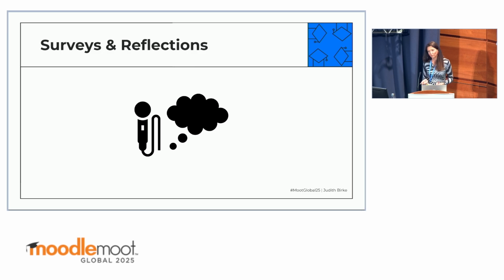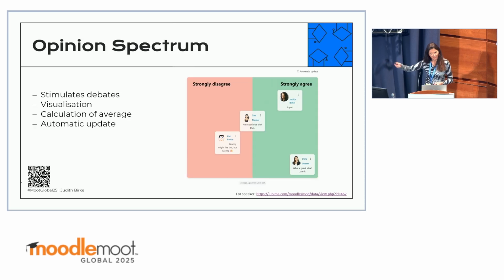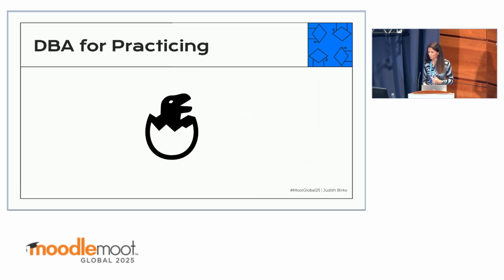Can you do surveys and reflections? Yes, of course, otherwise I wouldn't talk about this. You can have an opinion spectrum where you have a statement, let's say, mobile phones in primary schools are a good thing, is the statement. And then your learners would rate that statement, make a comment, and their comment, their profile picture are placed then on this continuum, on this spectrum. There are, of course, also other possibilities to provide feedback or get feedback. I'll show you 2 more later.